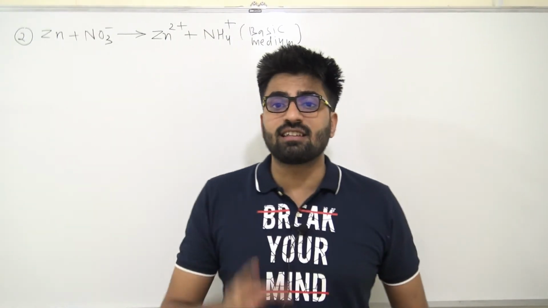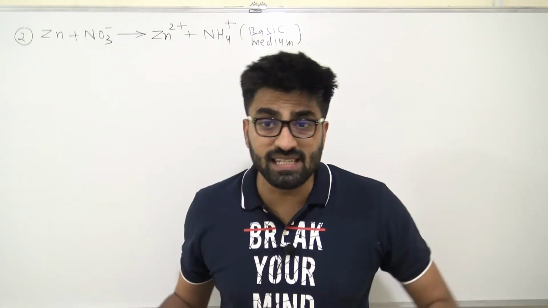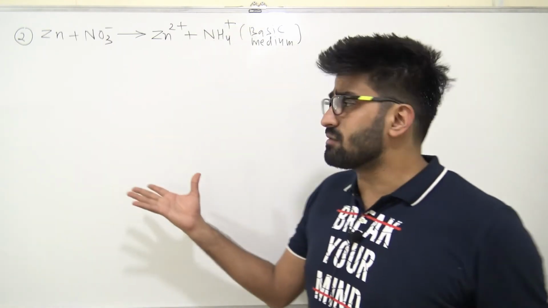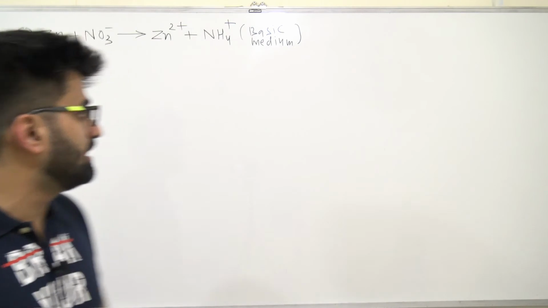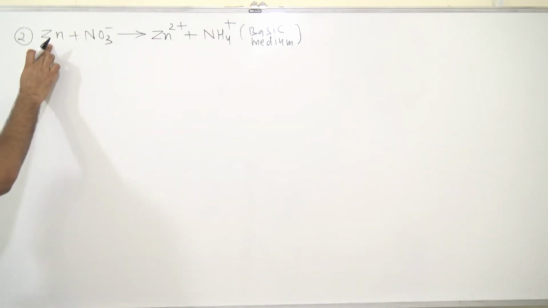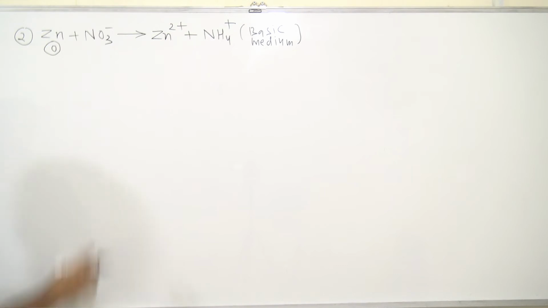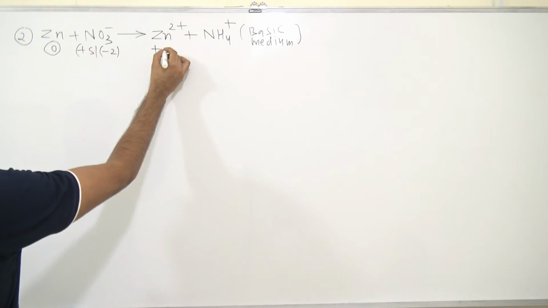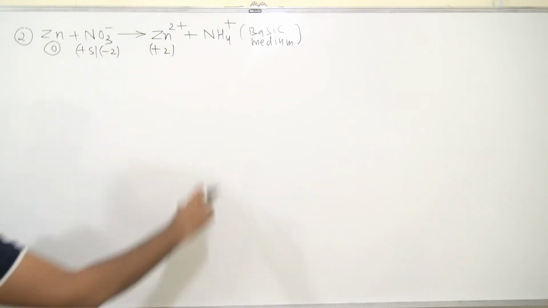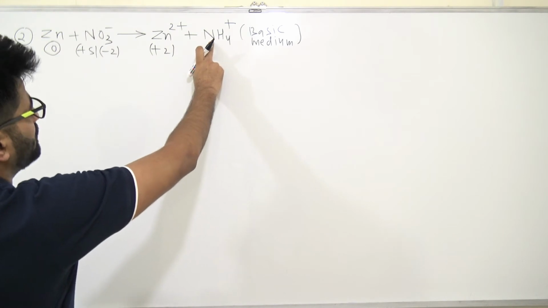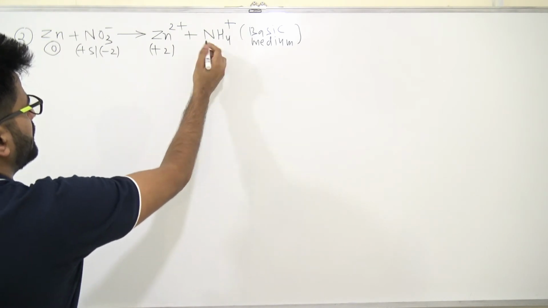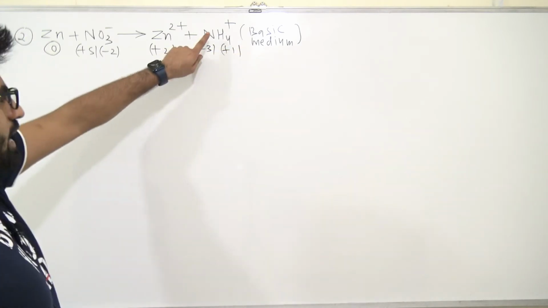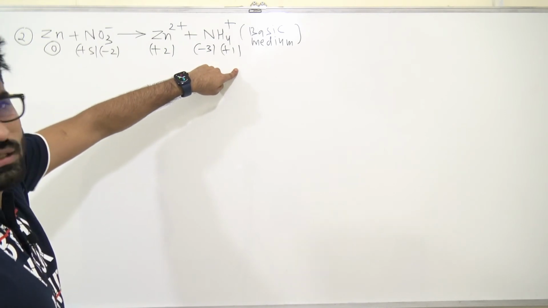So guys, now we are discussing the second example of balancing in basic medium. I told you it's overall the same. The way we balance acidic, we will balance basic as well, right? So let's try question number 2 in basic medium. First of all, zinc in its natural state has oxidation number 0, nitrogen comes out to be +5, oxygen comes out to be -2. Since it is an ion, whatever is the charge, that is its oxidation number. x plus 4 equals 1, so it comes out to be -3, and the other comes out to be +1. Understood? So x is -3, right guys?